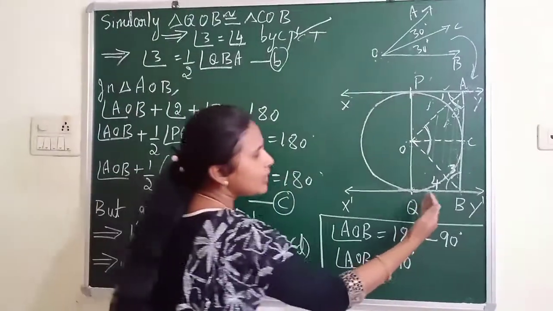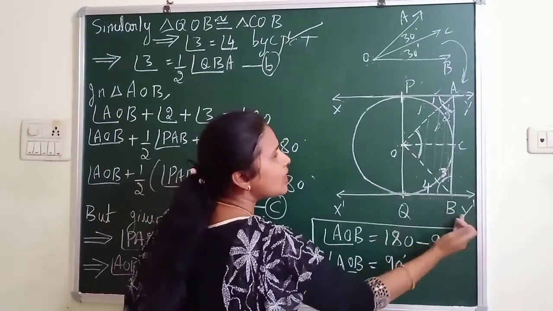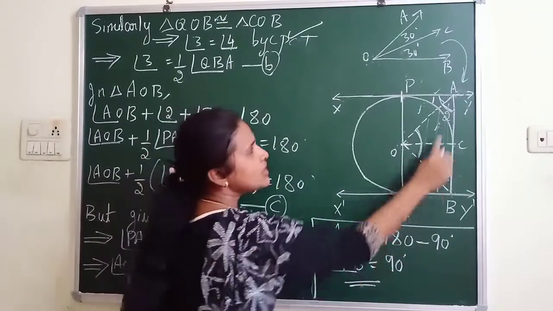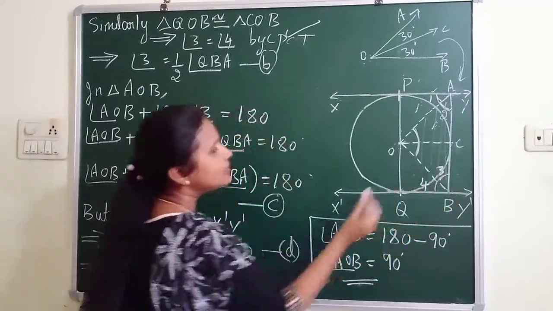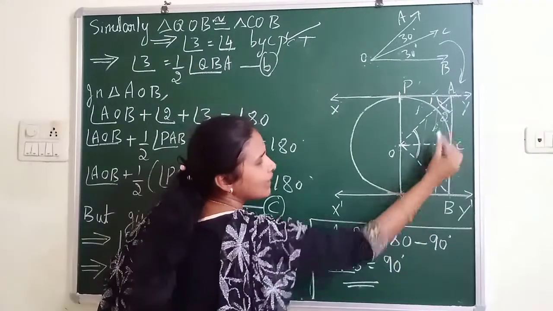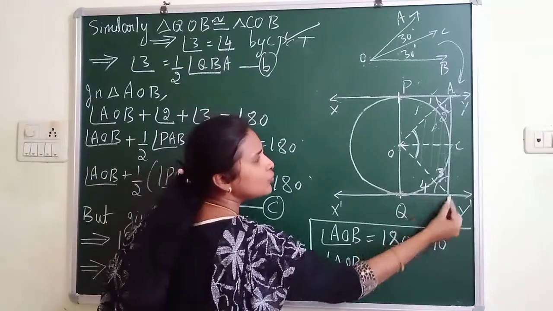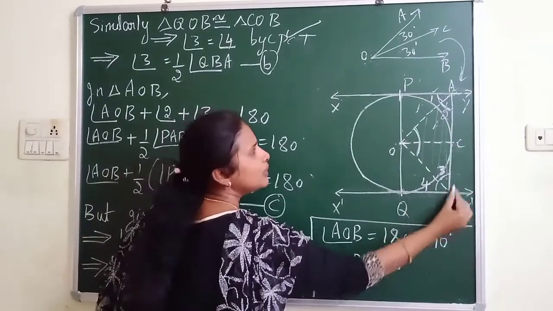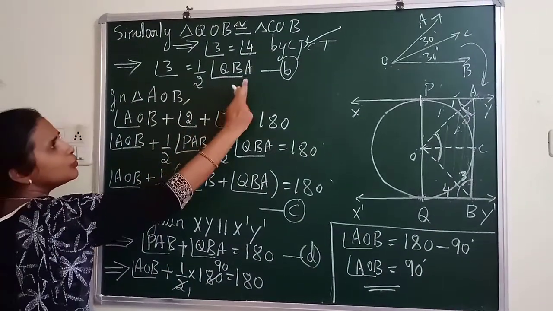Now tell me whether I should write 4 equals half of QBA or 3 equals half of QBA. We should not take 4. Why? Because 4 is not in the triangle AOB, so I need 3. So I can write, just observe here, angle 3 equals half of this angle. Which angle? You have many letters here, don't get confused. You can write QBC or you can write QBA also, but I am writing QBA. So I got angle 3 as half of QBA.